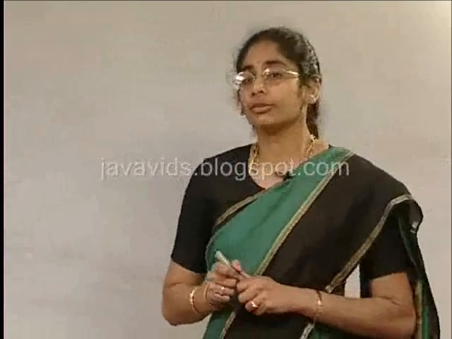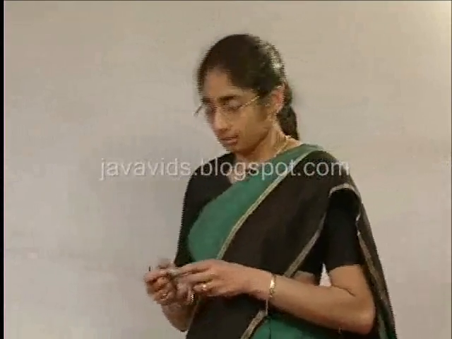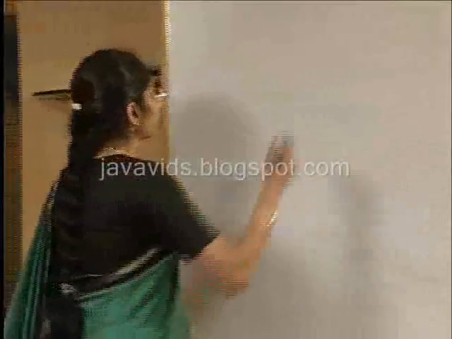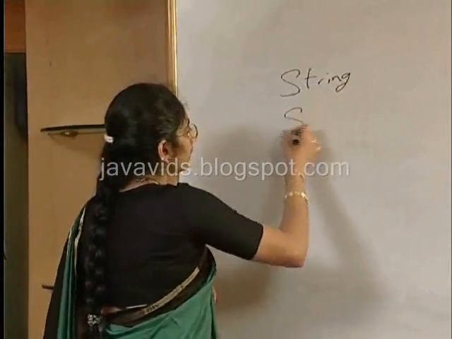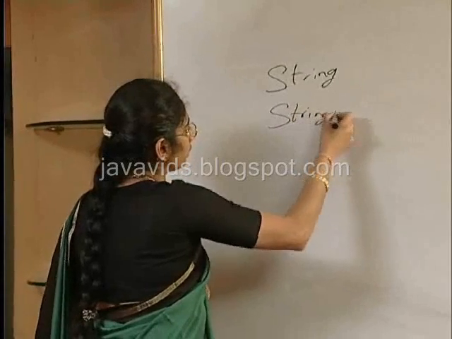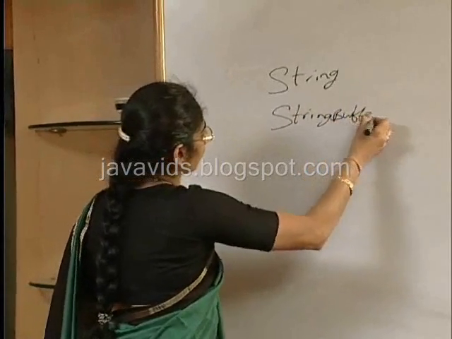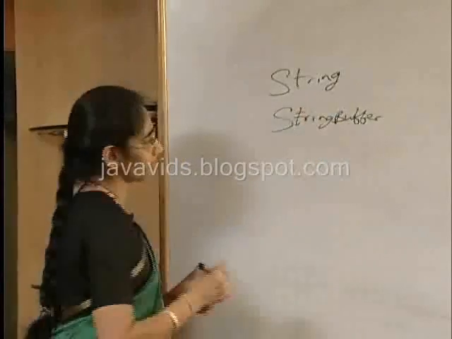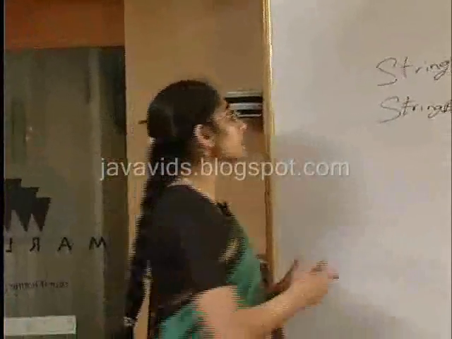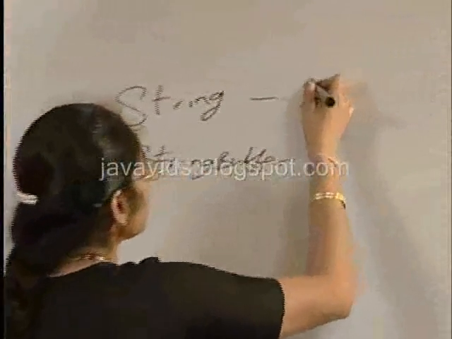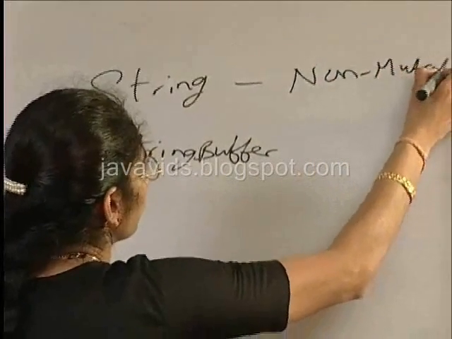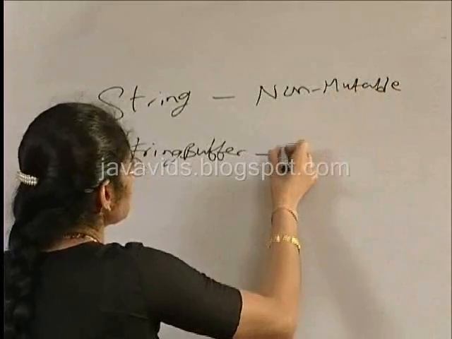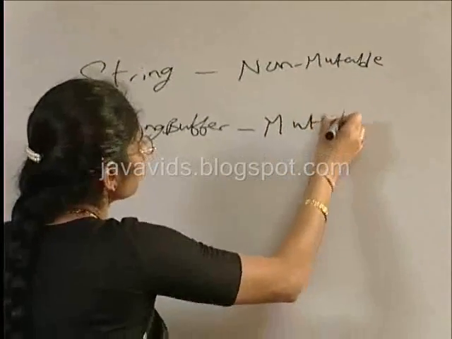Now let's look further at the string buffer and the wrapper classes. The string and the string buffer class. The string class is known as a non-mutable class, whereas string buffer is a mutable class.